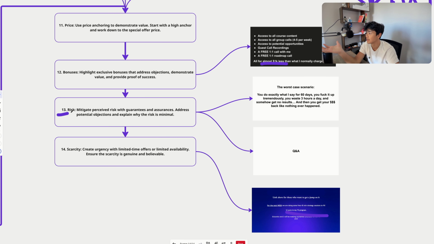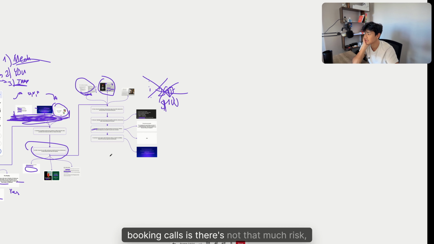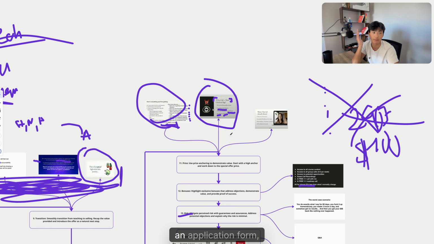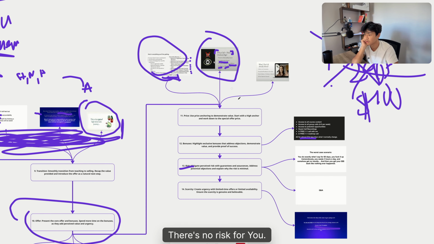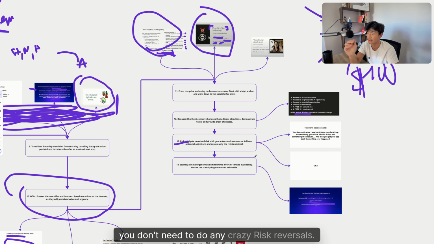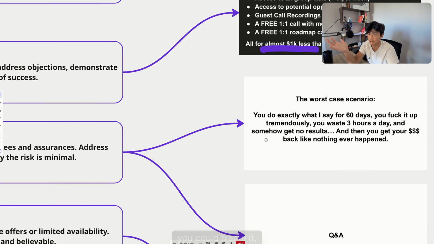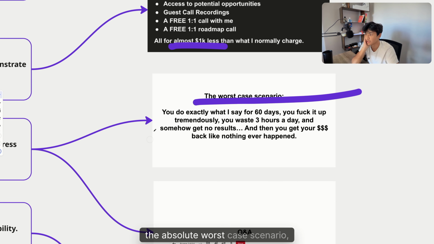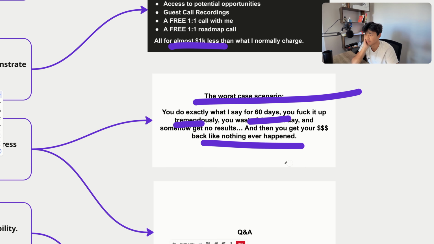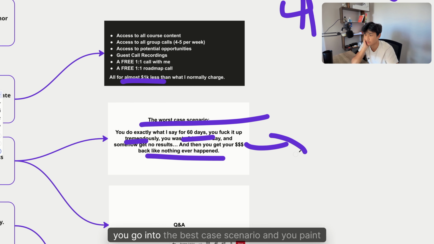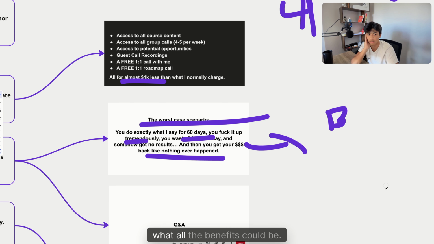Next up, the risk. The good thing about booking calls is there's not that much risk. Whereas here they would have to pull their credit card out, here you just fill out an application form, book a call. There's no risk for you, and so you don't need to do any crazy risk reversals. But you still of course can. You could frame it, for example, like this. The absolute worst case scenario, you do what I say, you fuck up tremendously, you waste 3 hours of your day and somehow get no results. You get your money back and act like nothing has happened. Or after that, you go into the best case scenario and you paint what all the benefits could be.